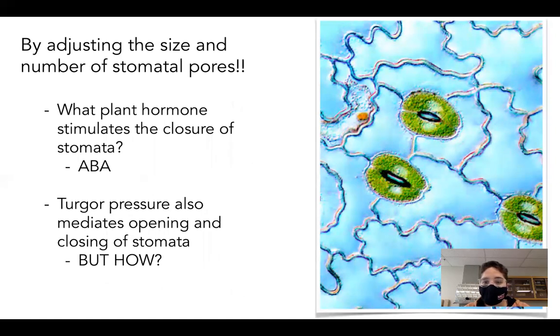A few other important notes about stomata: the plant hormone ABA stimulates the closure of stomata as well. ABA is a stress hormone, and it will stimulate the closure of the stomata in response to something like drought. If there's not a lot of water in the area, or they're not getting a lot of rain, they will close their stomata so they don't lose more and more water and end up dying.